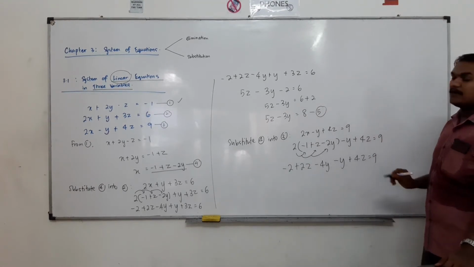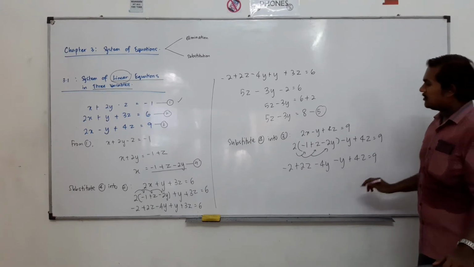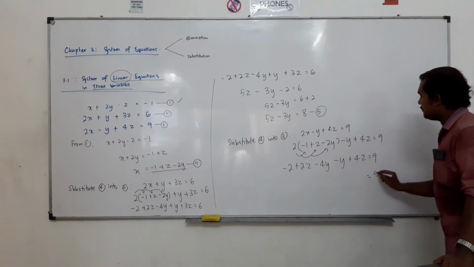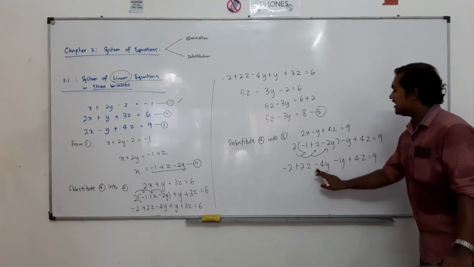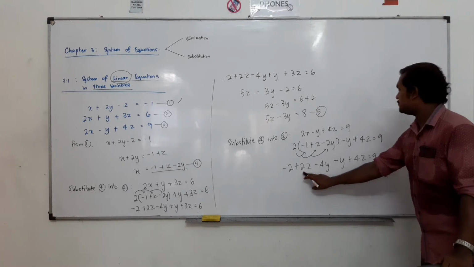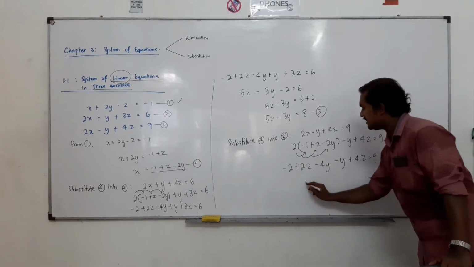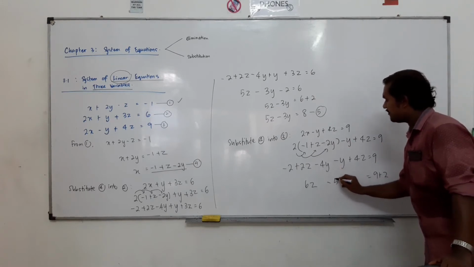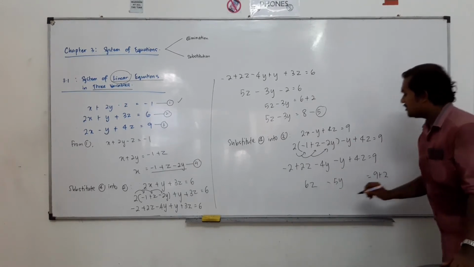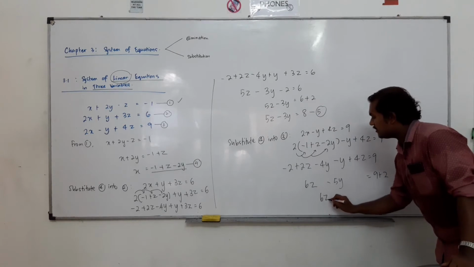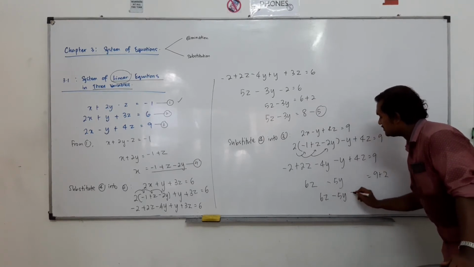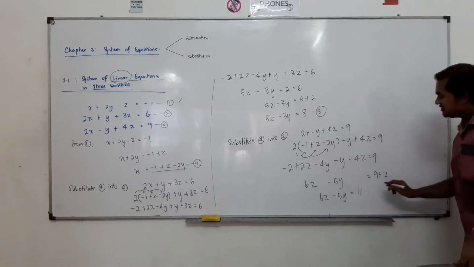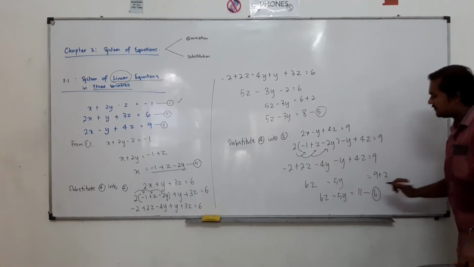In this case we are going to simplify the equation again. Negative 2 shifted to the other side becomes positive 2. Positive 2z plus 4z will be 6z. Negative 4y minus y will be negative 5y. So the final simplified equation will be 6z minus 5y equals 11. This one will be equation number 6.